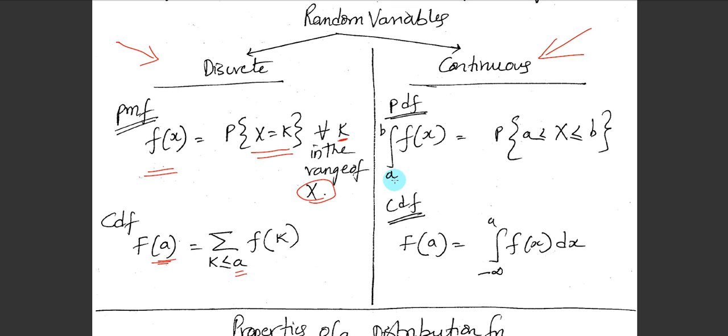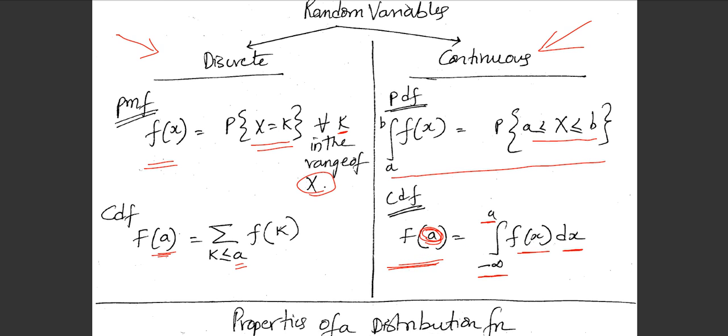On the continuous random variable side, you have f of x being integrated between a and b. The way you compute that is as the probability that x lies between a and b. And the cumulative distribution function is, if you want to find the probability of this density function up until this point a, you integrate all the way from negative infinity up until a, f of x dx. That will tell you the cumulative distribution function of that random variable.